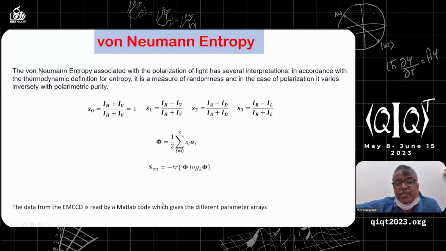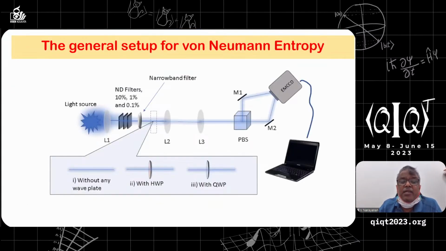So this is a continuation of the same slide. And here is what a typical experimental setup looks like. You have a light source, and then you pass it through attenuation, because the EMCCD is very, very sensitive. You attenuate the light and use a narrow band filter to avoid background light entering. And then you use the half-wave plate, the quarter-wave plate, and a polarizing beam splitter for the various projective measurements, and you simultaneously take all the combinations, or sometimes it is the Stokes parameters. You record it on this EMCCD, and it is grabbed by a computer.